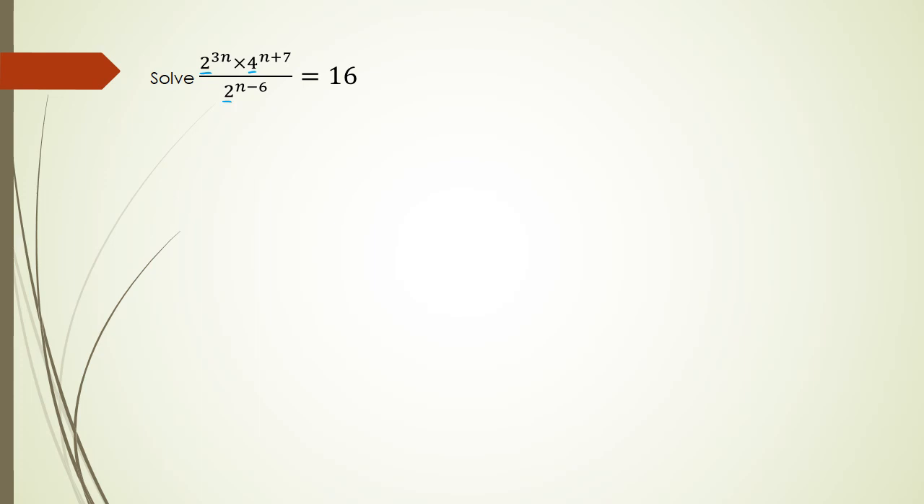At the moment we've got two of the bases that are the same, which is 2, but we've got this 4 here which we need to get rid of. We do know that we can write 4 as 2 squared. So the first step is to replace that 4 with 2 squared. What I then have is 2 to the power of 3n multiplied by 2 squared, which is raised to the power of n plus 7, divided by 2 to the power of n minus 6. And all this equals 16, but I'm not going to worry about that yet. I'm just going to work through this first.